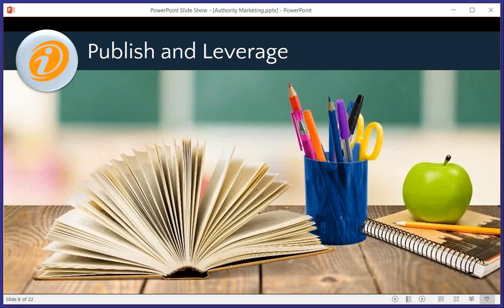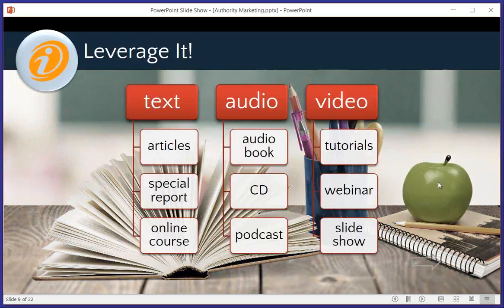And today I want to talk about the leverage side of it, because it's kind of exciting when you have a book that you can give out, but you may not have thought about other ways to leverage it. So in fact, I've got here nine different ways that you can leverage your book. What I'm talking about is taking the content from your book and using it in these nine different ways. You can use it in these three text ways, these three audio ways, and these three video ways.